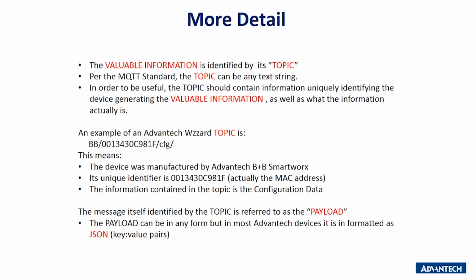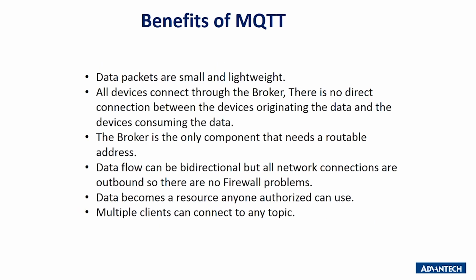The benefits of MQTT are the data packets are small and lightweight. All devices connect to a broker, so there's no direct connection between the device originating the data and a device consuming the data. The broker is the only component that needs a routable address, so you don't have cellular routers that need public static addresses, and you don't have to worry about things being insecure or firewalls or anything like that.